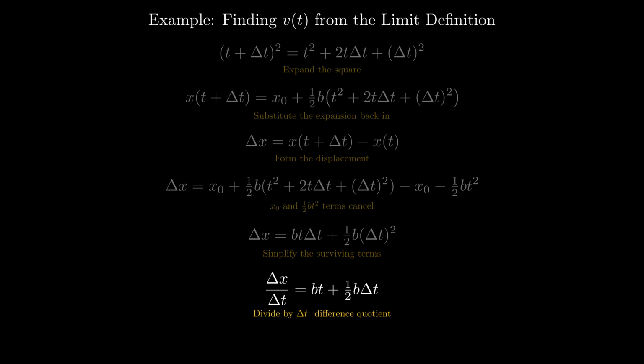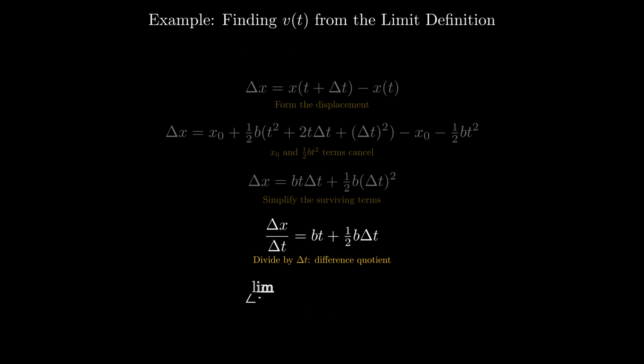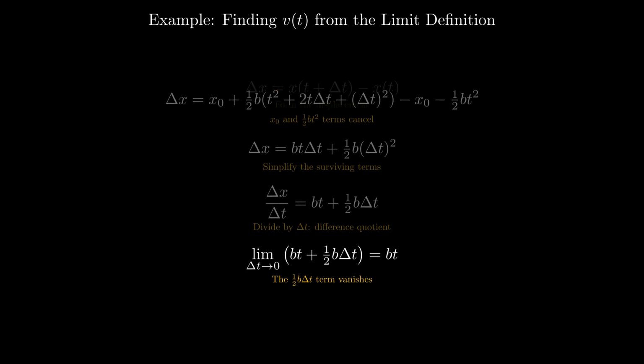Each term has a delta t factor, so delta x over delta t equals bt plus 1/2 b delta t. Now take the limit as delta t approaches 0. The first term, bt, is independent of delta t, so it stays. The second term, 1/2 b delta t, shrinks to 0. The instantaneous velocity is v of t equals bt.